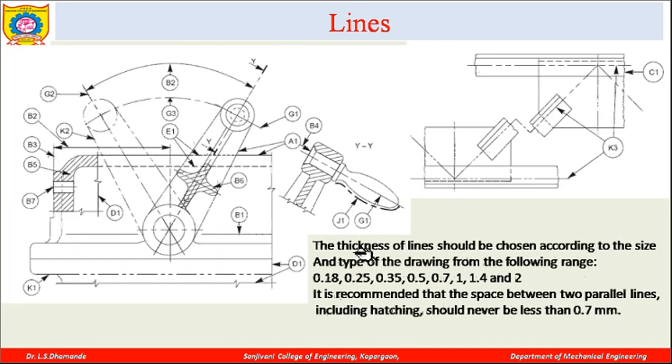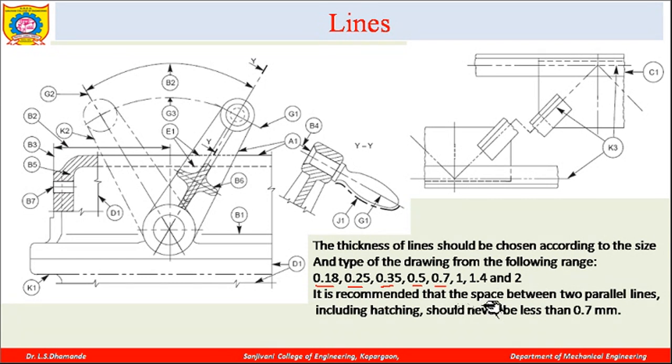So the thickness of lines should be chosen according to the size and the type of drawing from the drawing range. Generally these are the different thicknesses of the lines specified by the standard: 0.18, 0.25, 0.35, 0.5, 0.7, 1, 1.4 and 2 mm.